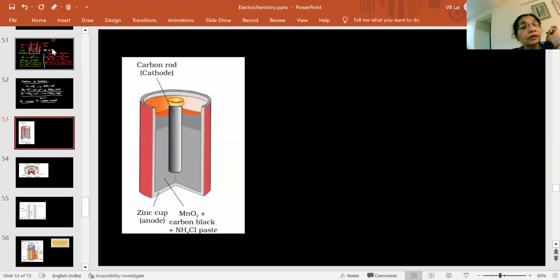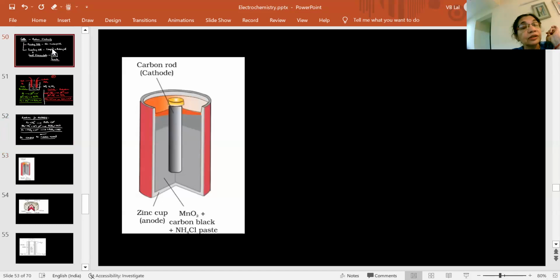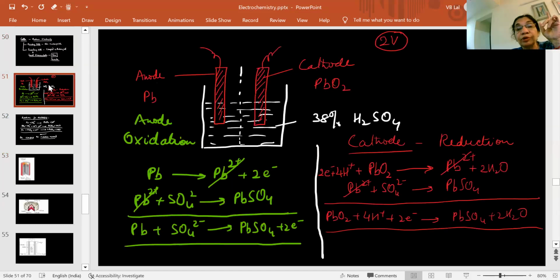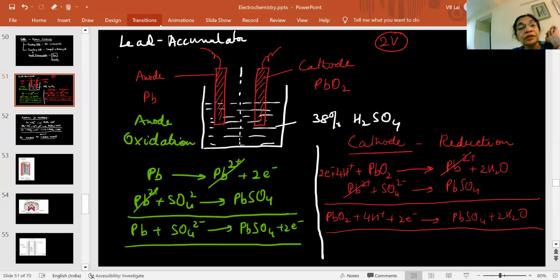We did this cell, which is the secondary cell. I gave you an example of the secondary cell, and this is the one that we learned was the lead accumulator. It is called lead accumulator. This is the cell, or rather battery, a combination of a lot of cells, 6 cells, which we use inside a car or an inverter at home. That is a lead accumulator.